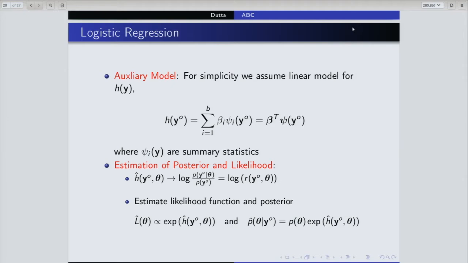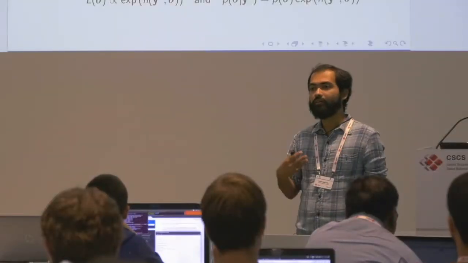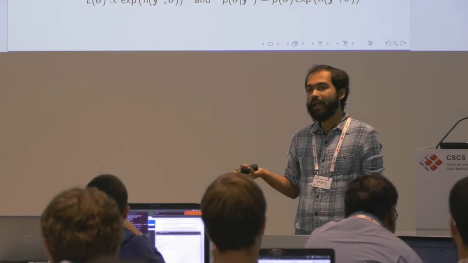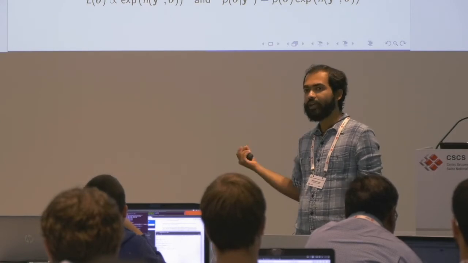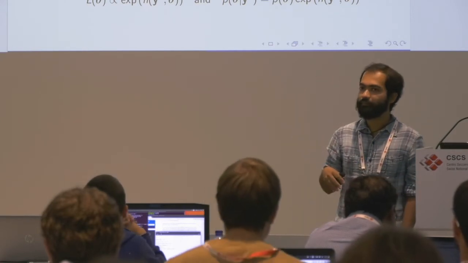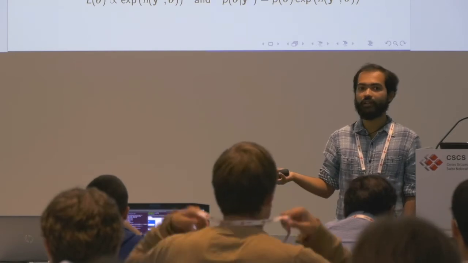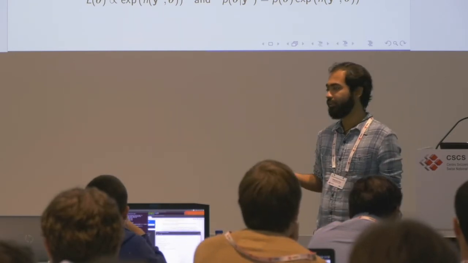Okay? And that's because you can easily get the estimate proportional to the likelihood function and the posterior distribution. That's the whole work stands on that. Now, because you get an estimate of the likelihood function, you can plug it into all possible MCMC algorithms, and you can do all the things.